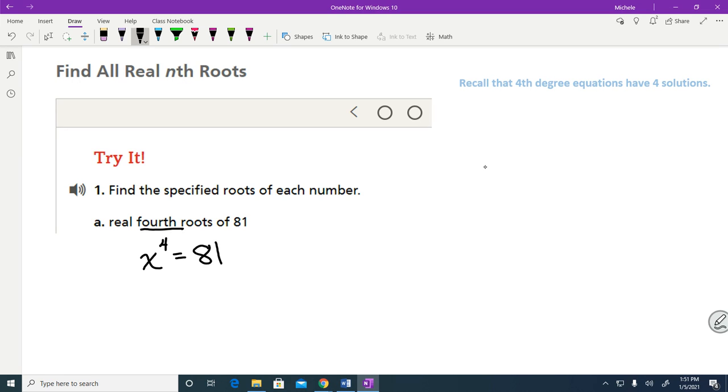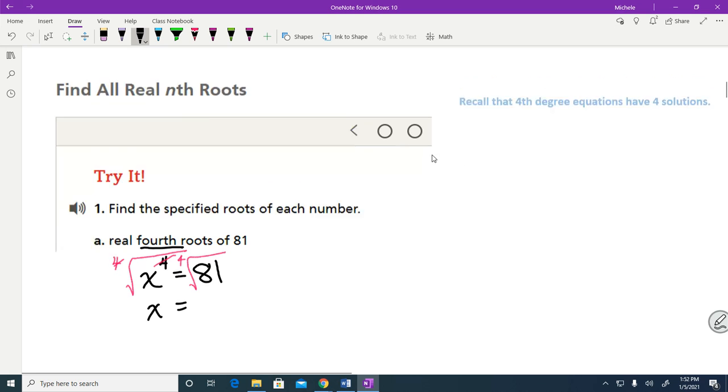If I want to solve this equation, I'll need to undo what's happening here. x is being raised to the fourth power. To undo that, I'll need to take the fourth root of x to the fourth, and I'll also need to take the fourth root of 81. Well, the fourth root of x to the fourth is just x, and for the fourth root of 81, I can grab my power chart.